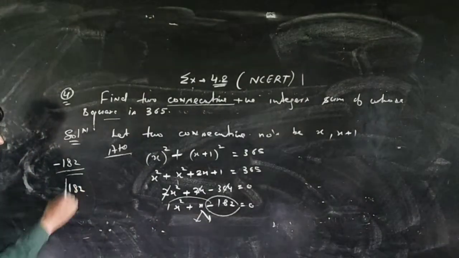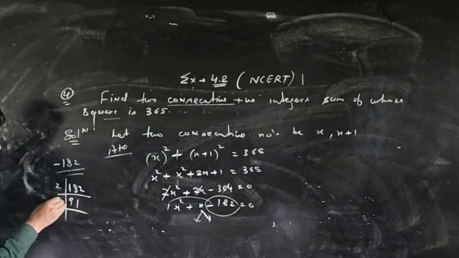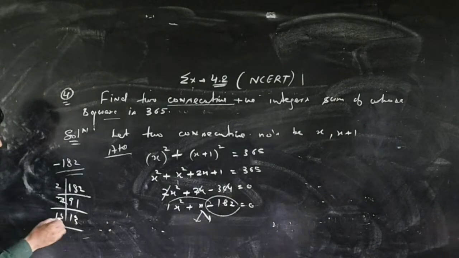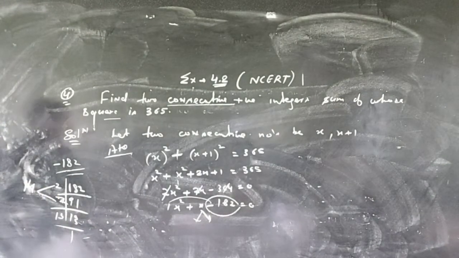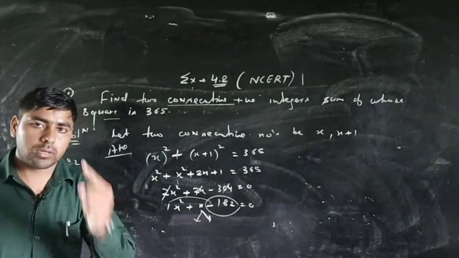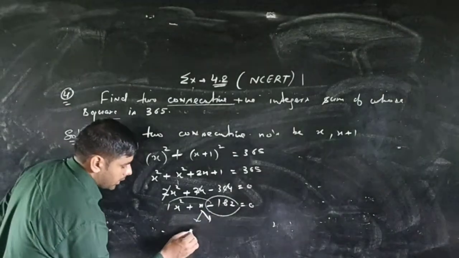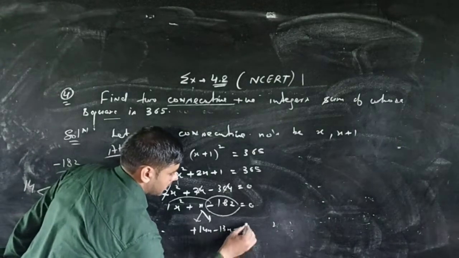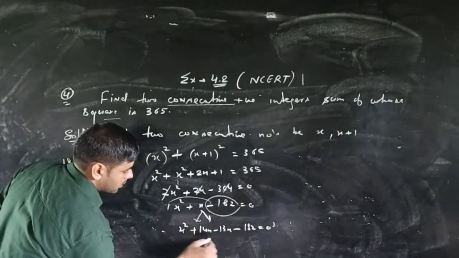Let's see, 2 9s are 18, 2 1s are 2, and now 7 7s here 13, and 13 1s are 13, 7 2s are 14, 14 and 13. 14 minus 13 is 1, and their product is 182, negative. Here plus 14x minus 13x minus 182 equal to 0, here x square.